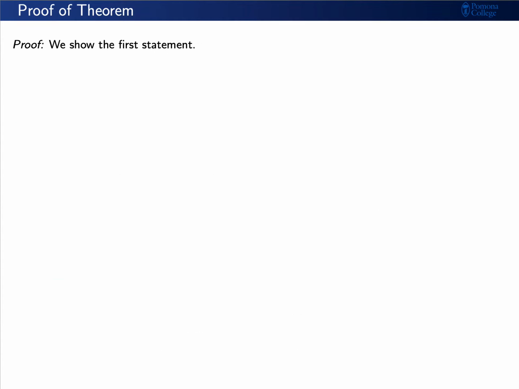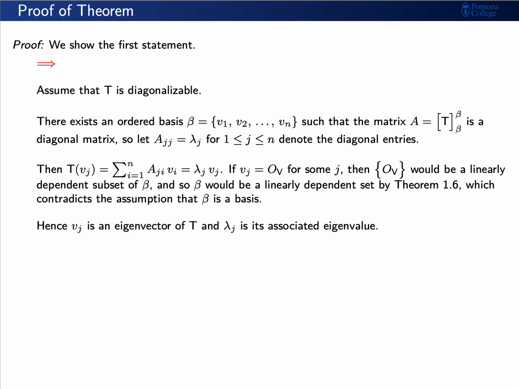Now, we'll sketch over the proof of the theorem. Again, this is rather long, but we'll just sketch over the main ideas. First, let's skim over how to prove the first statement. Let's assume that T is diagonalizable. Then this means that there exists an ordered basis beta, such that our matrix representation is a diagonal matrix, so let's let lambda j just be the diagonal entries.